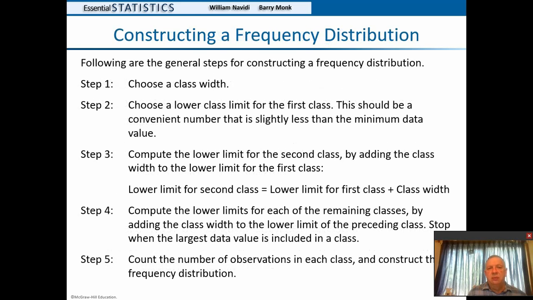So here are our steps. We're going to choose a class width, or be given a class width. Choose a lower class limit for the first class. This should be a convenient number that is slightly less than the minimum data value. Compute the lower limit for the second class by adding the class width to the lower limit for the first class, and continue on, and then start working on the uppers. Count the number of observations in each class, and then construct the frequency distribution.